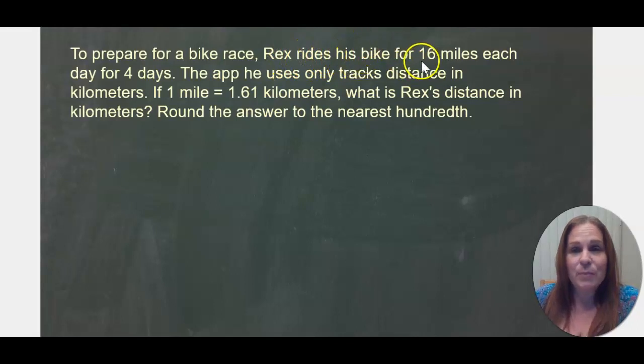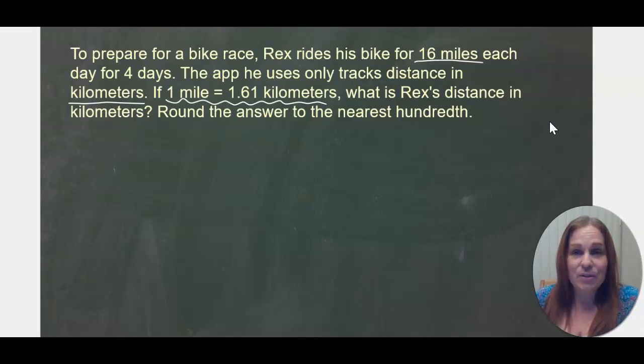Rex rides his bike for 16 miles each day for 4 days. Right now, let's not look at the 4 days part. Let's just focus on the 16 miles because it says that the app he uses only tracks the distance in kilometers. We're given a conversion factor here that 1 mile equals 1.61 kilometers, so we need to find the distance in kilometers.